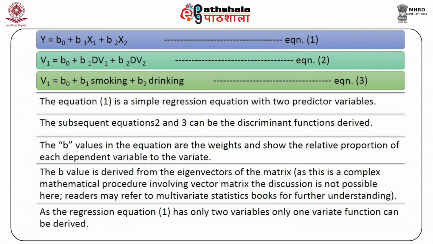See, equation 1 is talking about only the variables, equation 2 talks about the dependent variables, and the third equation translates into the variables that we have used and makes it more meaningful for the readers. Equation 1 is a simple regression equation with two predictor variables. The subsequent equations 2 and 3 are the discriminant functions derived. The B values in the equation are the weights and show the relative proportion of each dependent variable to the variate. Now this B value is something that we have done in multiple regression also.